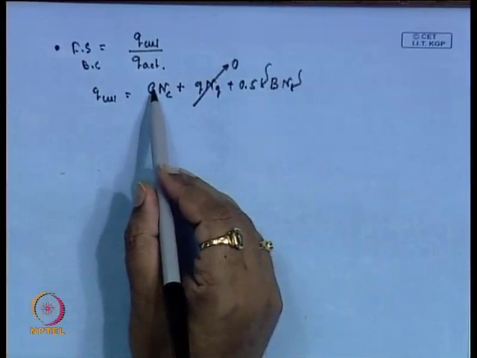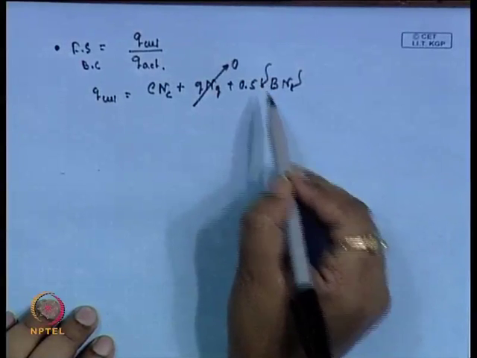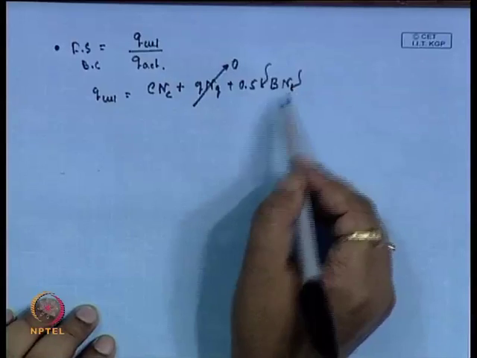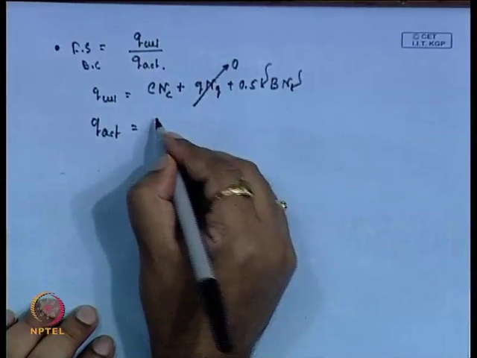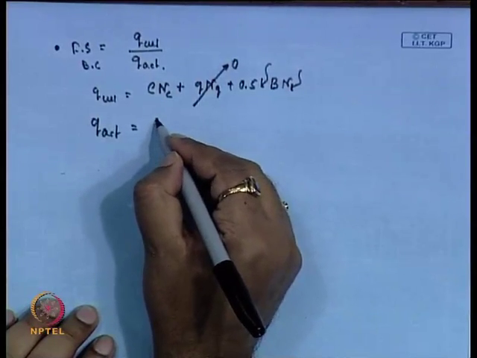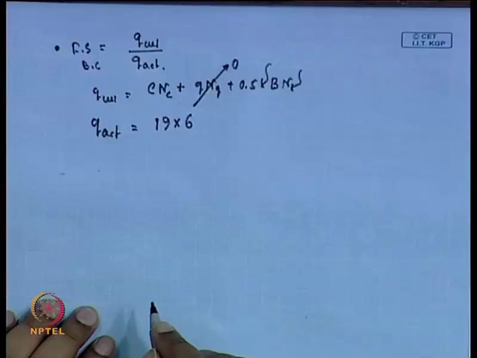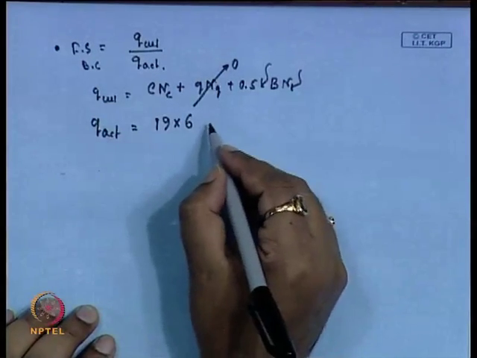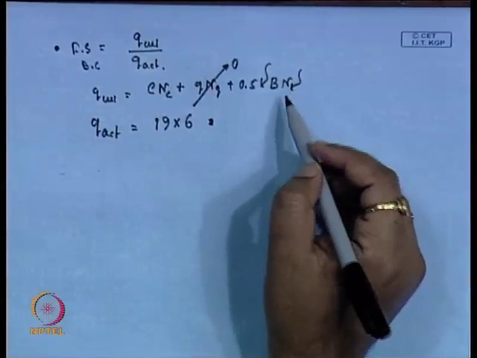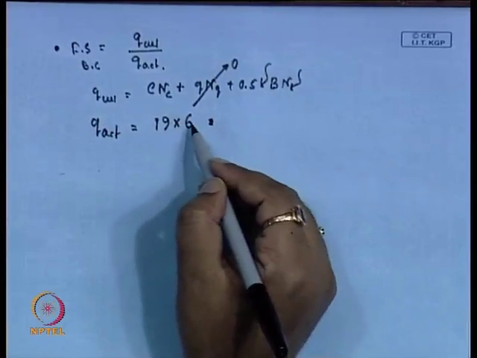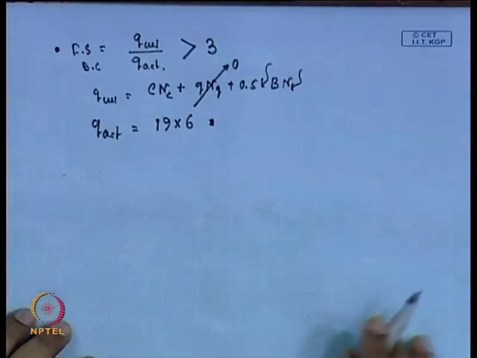So, in this expression, C is the C of the foundation, N_c will be calculated based on the foundation soil phi, gamma is the foundation soil unit weight, N_gamma will be calculated based on the foundation phi, and B is the length of the reinforcement. And Q acting is basically the weight of the reinforced soil. Here we can consider the weight which is acting, either 19 into 6, and B is the length of the reinforcement. This should also be greater than 3. If it is not, then you have to redesign this section.